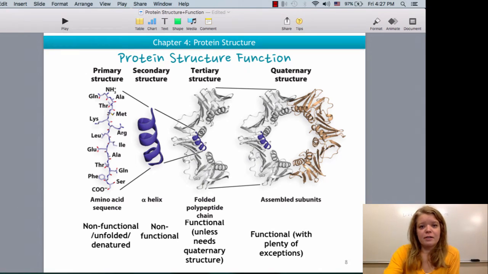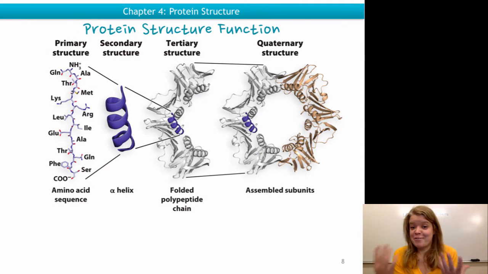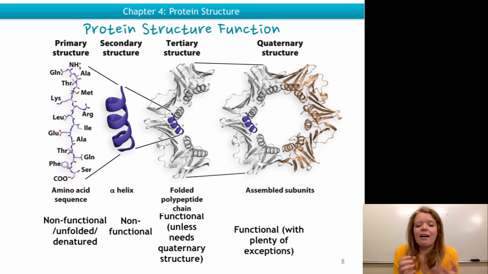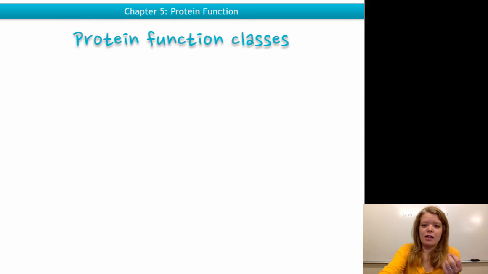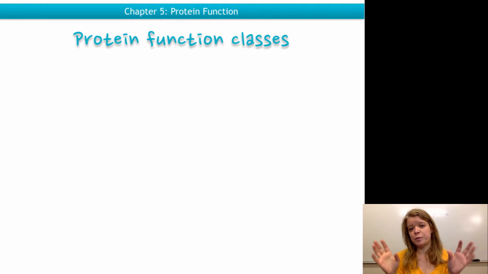Now, as I said a few times, the protein structure determines its function. So let's talk about protein function. The protein functions have also been grouped into several classes, in this case 3.